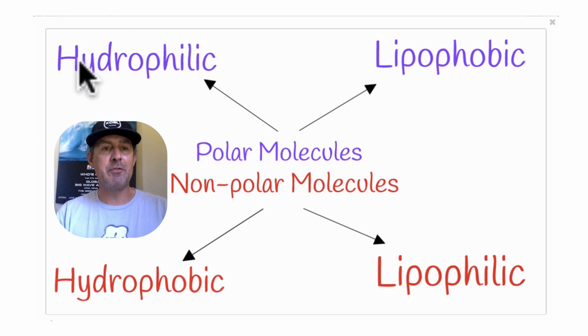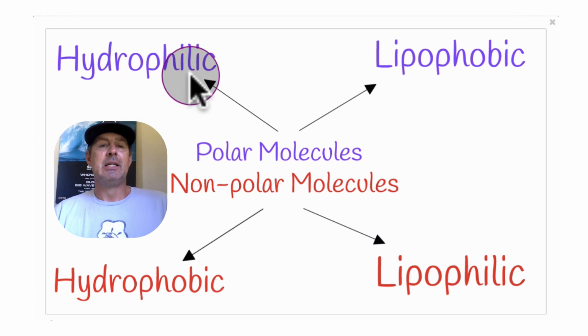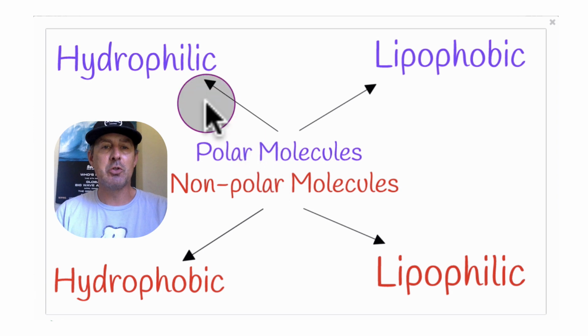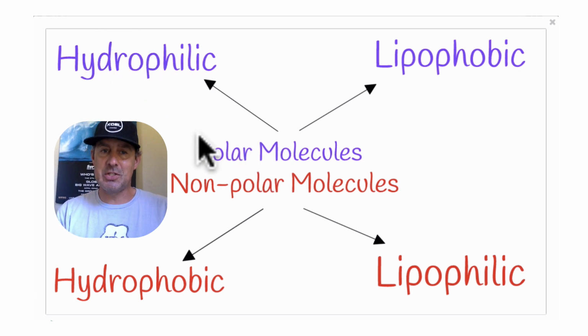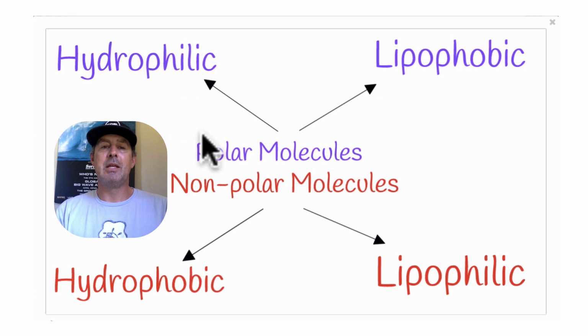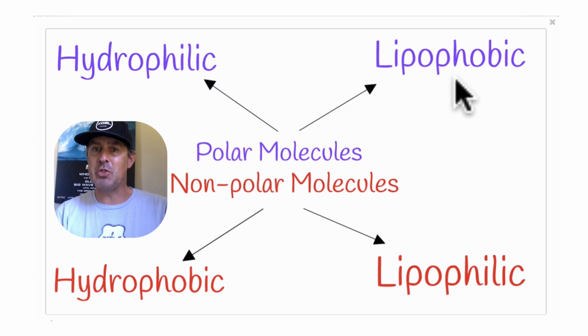So what we see in the upper left here is this term hydrophilic. And that is water loving or attraction. There's a great attraction to water. In this slide, what we see is polar molecules are hydrophilic, meaning they have a great attraction for water, and they are lipophobic, meaning they have a fear of lipids or nonpolar molecules. The converse is true. Nonpolar molecules tend to be lipophilic. They have a great attraction for other lipids or other nonpolar molecules.